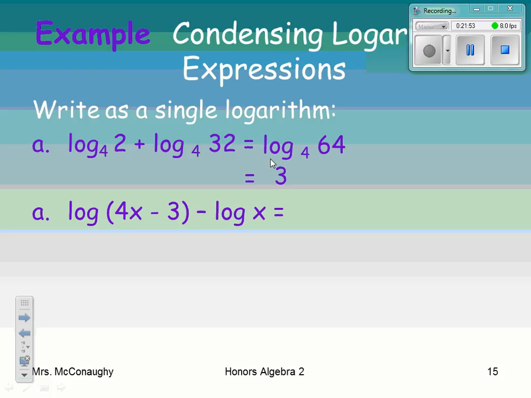Now let's look at the next one. That's supposed to be example B. I'm sorry. It says log of 4x minus 3 minus log of x. Okay, I have subtraction. Subtraction and division are inverses. So I'm going to rewrite this as a log with a division in it. So it's going to be log of 4x minus 3 over x. Now I wrote the 4x minus 3 on top because 4x minus 3 is listed first.